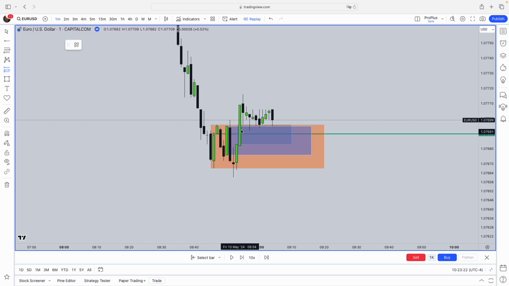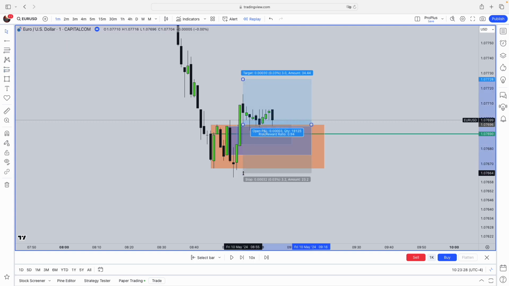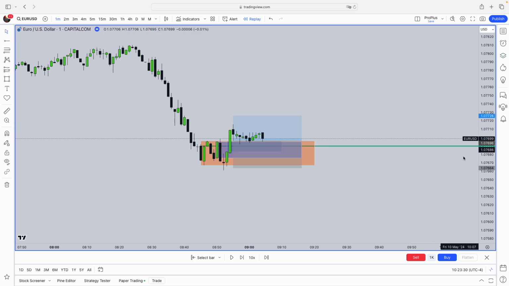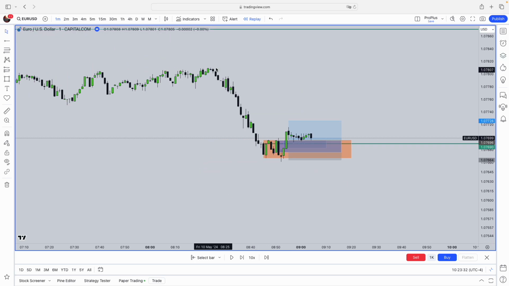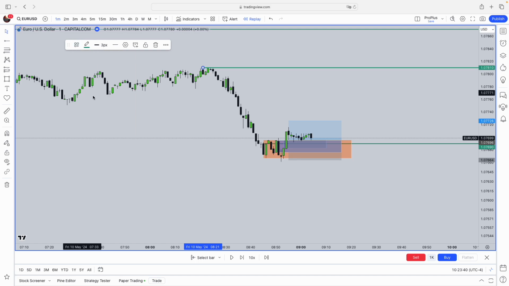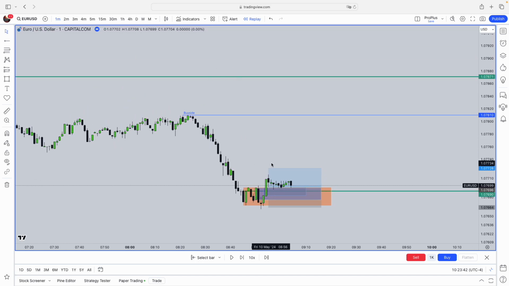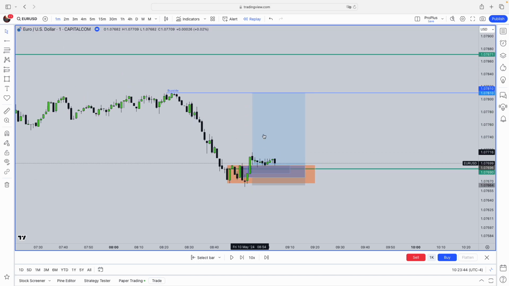Okay. So where is it here? From there to there is the entry. Stops, just stops below there. Where's your target? First target these equal highs here. So relative equal highs here, that'd be the first target. And then second target is here. So that's a nice 3-to-1 for first target.